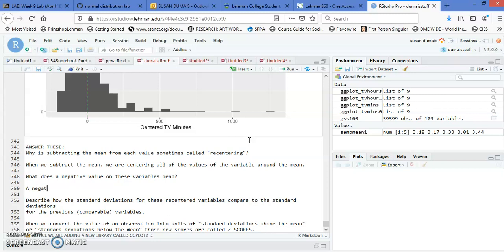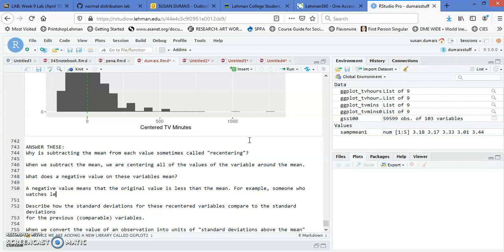A negative value means that the original value is less than the mean. For example, someone who watches less than the mean hours of TV per day will have a negative value for TV hours 0, which is our name for the centered variable.